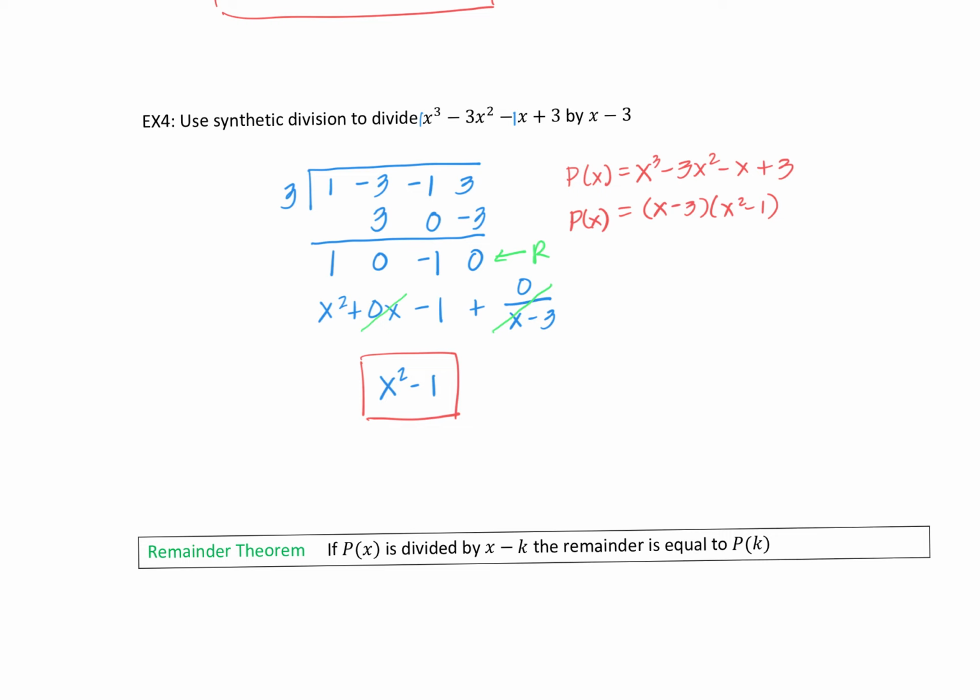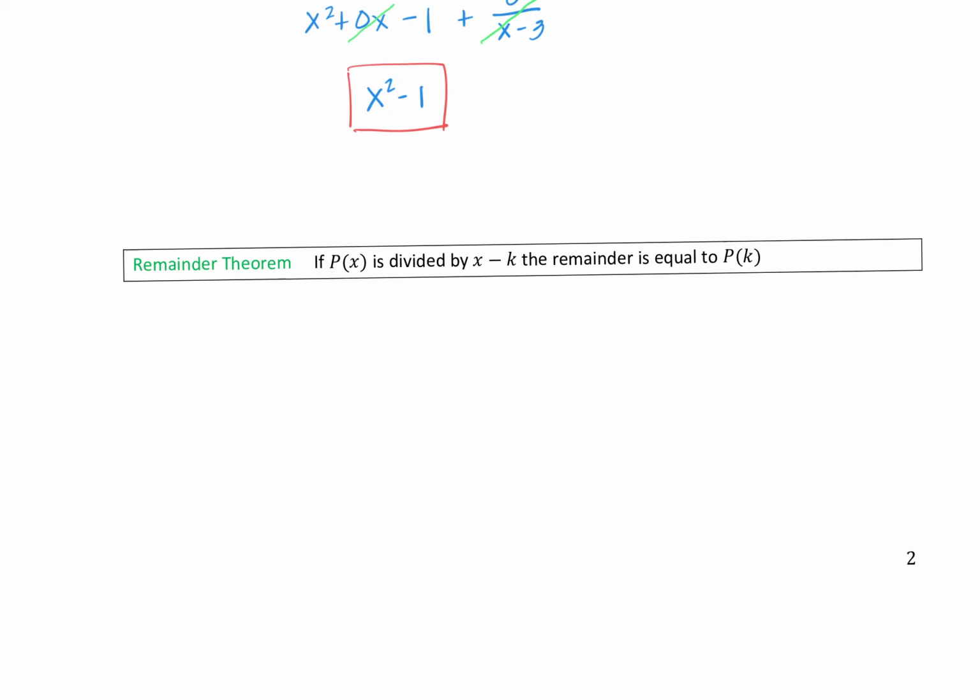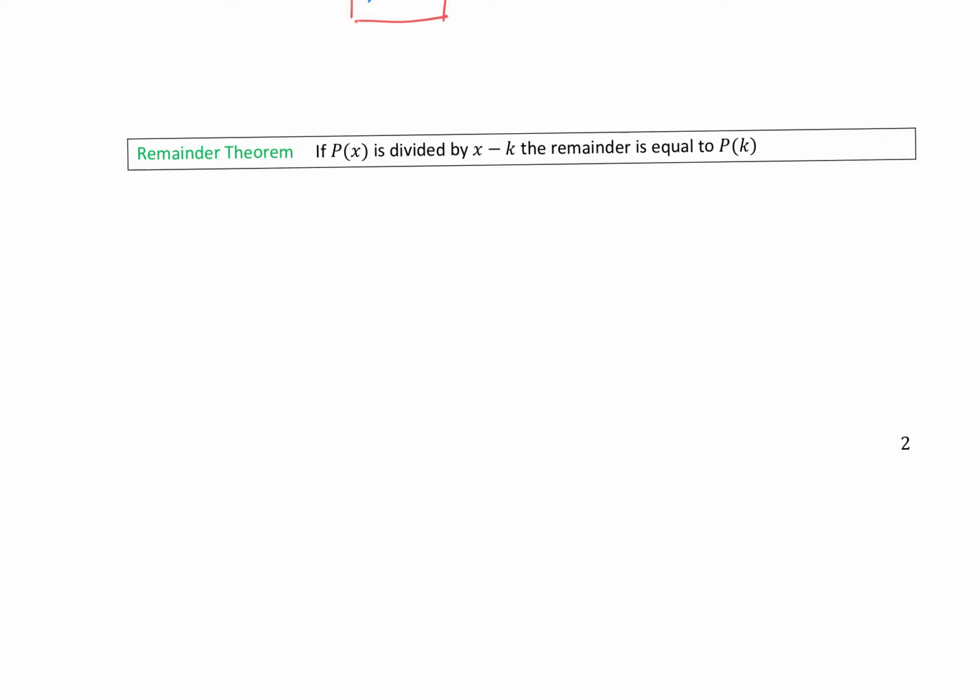If you multiply out the x minus 3 and the x squared minus 1, you will get x to the third minus 3x squared minus x plus 3, which is what we're working towards. What we're working towards is breaking these polynomials into smaller and smaller pieces, or factoring it. But before we start delving into that, let's look at two nice theorems. The first is going to be our remainder theorem.